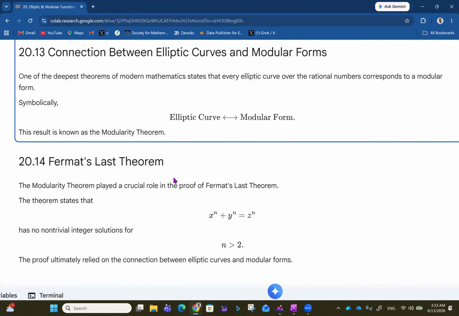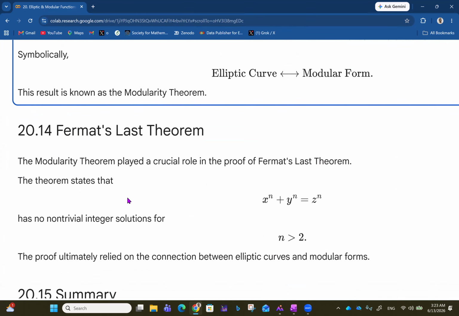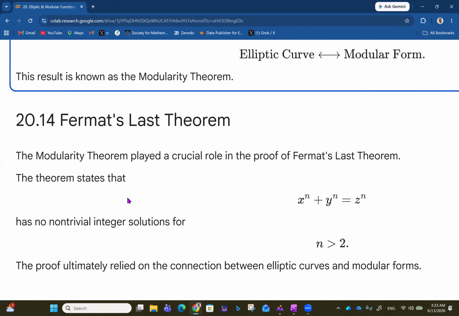Then we have Fermat's last theorem. The modularity theorem played a crucial role in the proof of Fermat's last theorem. And Fermat's last theorem has something to do with Pythagoras theorem in a way. The theorem states that x raised to n plus y raised to n is equal to z raised to n has no nontrivial integer solutions for n greater than 2. So if n is 2, that's perfectly Pythagoras theorem. The proof ultimately relied on the connection between elliptic curves and modular forms.